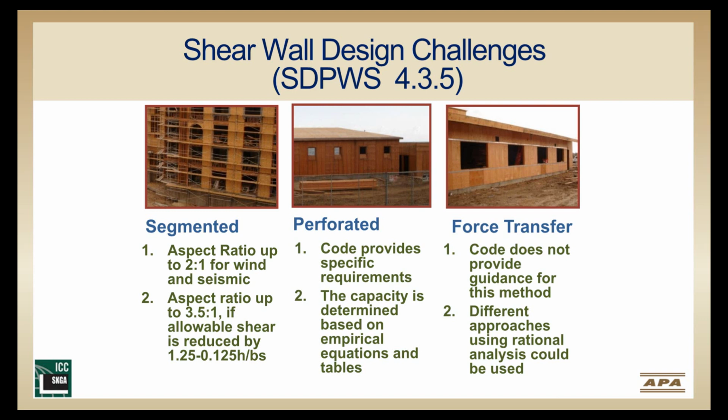So let's begin with the segmented shear wall as shown on the far left. Your aspect ratio in the past was 2:1 for a seismic controlled design, without a design penalty up to 3.5:1 with a reduction. The code change incorporated in the 2015 SDPWS applies this aspect ratio to buildings nationwide regardless if it's high seismic or high wind, and we'll go into that in greater detail for all of our shear wall approaches.